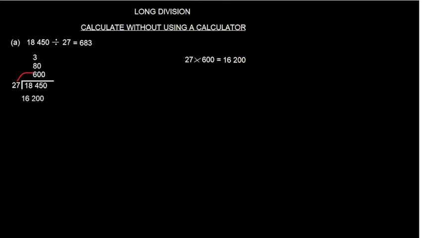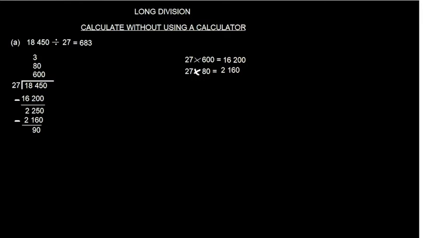Then I'm going to let 16,200 be negative. Then I'm going to subtract it from 18,450, and my answer is 2,250. Then I'm going to multiply again. The answer is 2,160. Then I'm going to let 2,160 be negative, then subtract. Answer is 90.